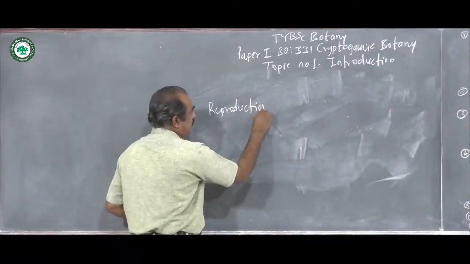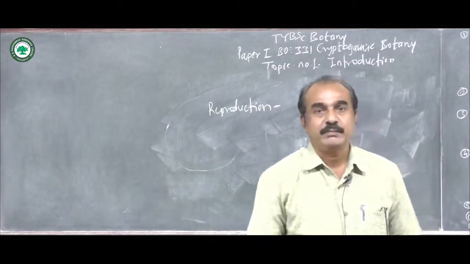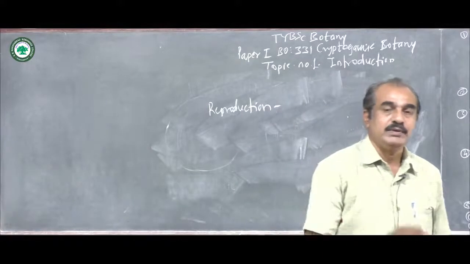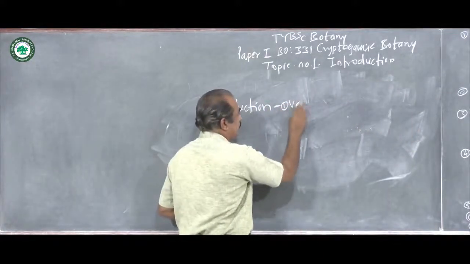Now the next point is reproduction. The pteridophyte reproduces by three different types of methods: vegetative, asexual and sexual. Now, number one, the vegetative.